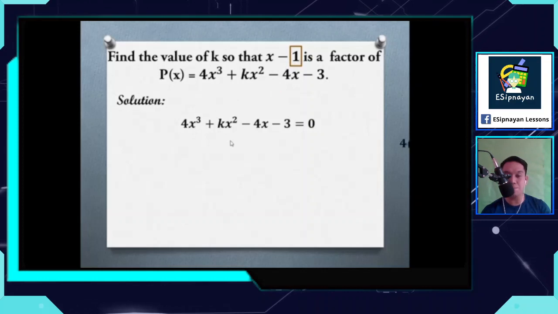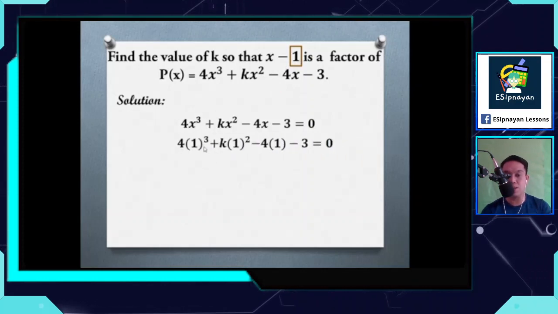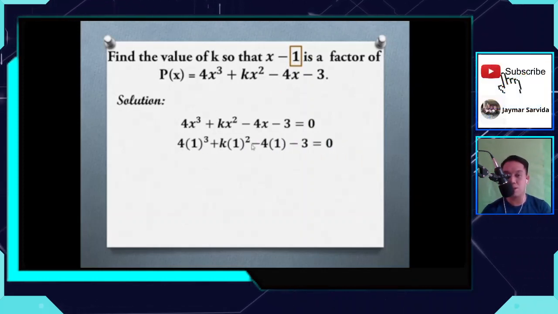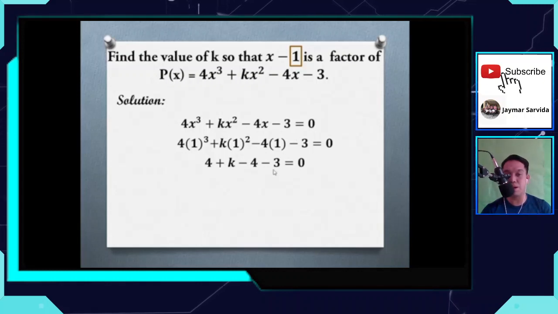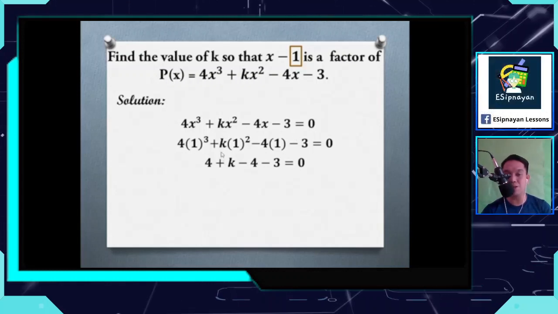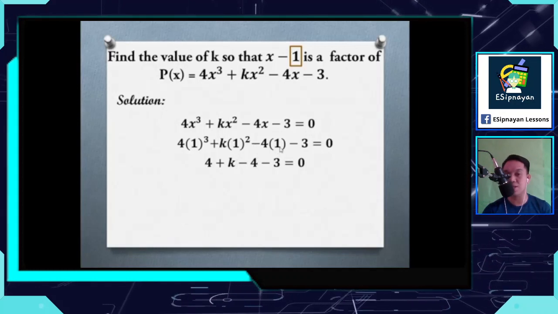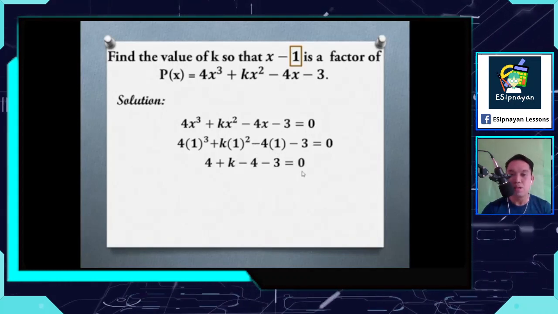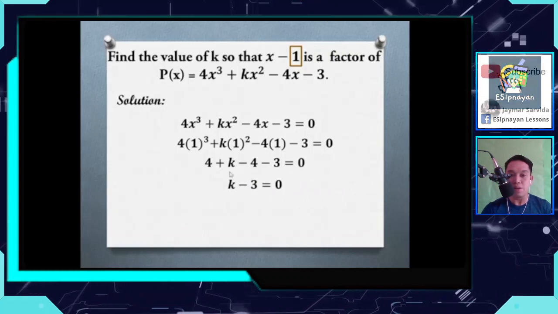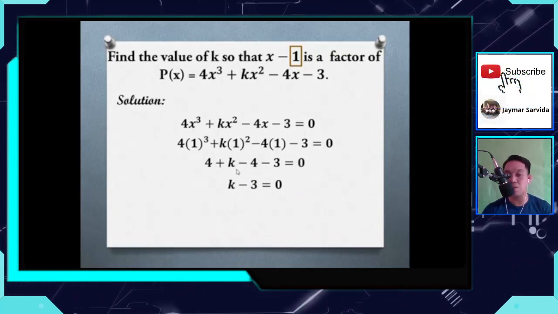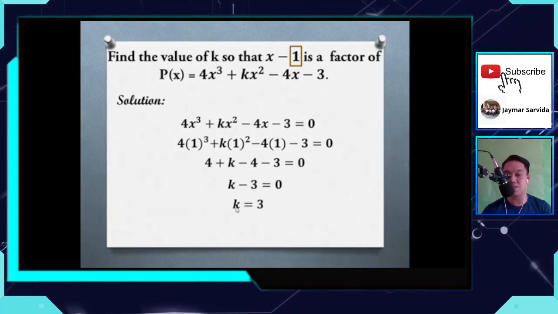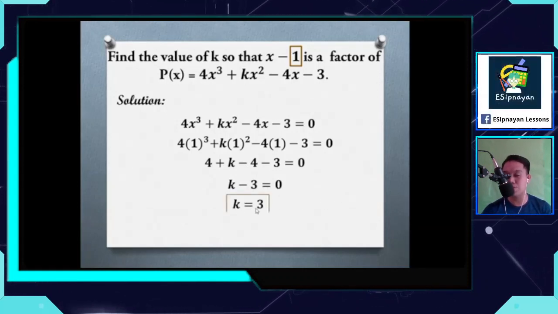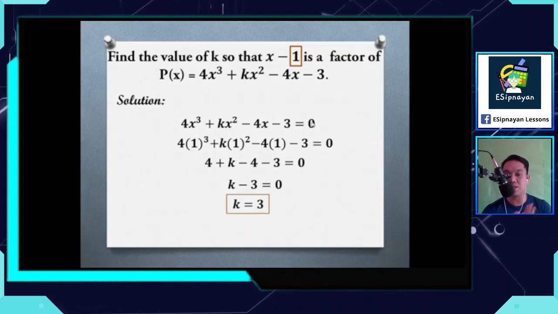So that will become 4 times 1 cubed plus k times 1 squared minus 4 times 1 minus 3 equals 0. Simplify it further, so that will become 4 plus k minus 4 minus 3 equals 0. So simplify it further, k minus 3 equals 0. Adding positive 3 on both sides, so k is equal to 3. So the value of k is 3.